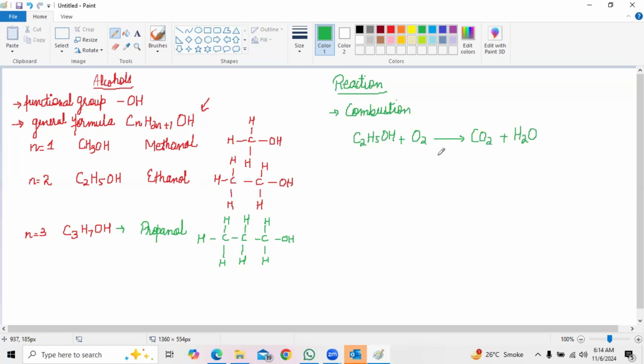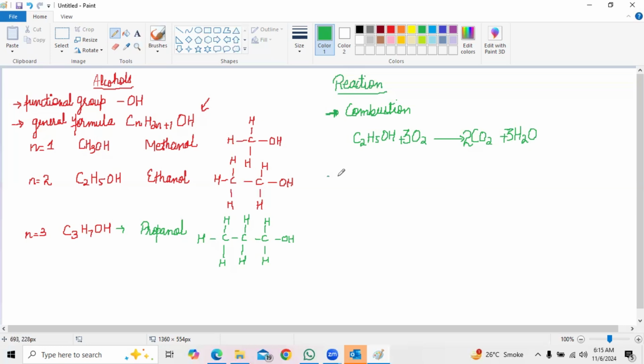Now we can easily balance it. We can balance it by putting 2 here, and then we have to balance it further. We are going to put 3 here because there are 6 hydrogens here. Now we have to balance oxygen. There will be 4 oxygen here and there would be 7 oxygen in total. So we can subtract 1 oxygen from here. So the remaining would become 6 oxygen. In order to balance it, I'm going to put 3 here. So the first reaction would be the combustion reaction.